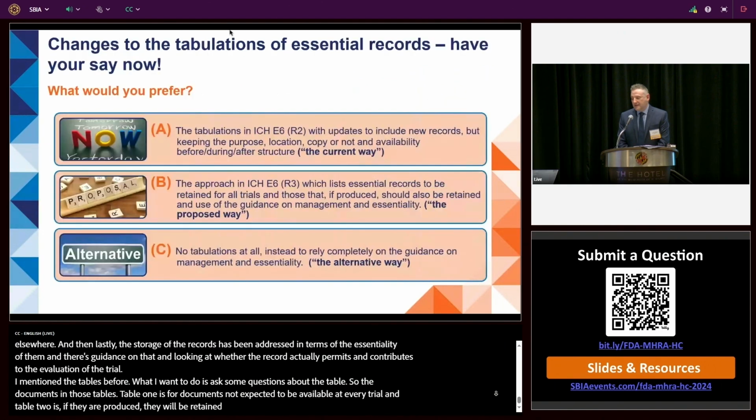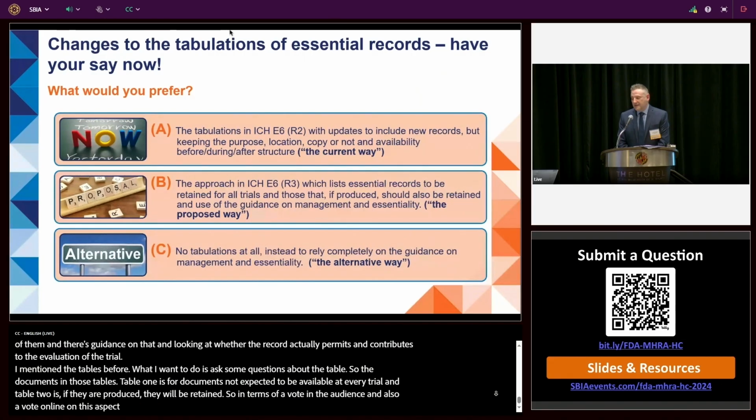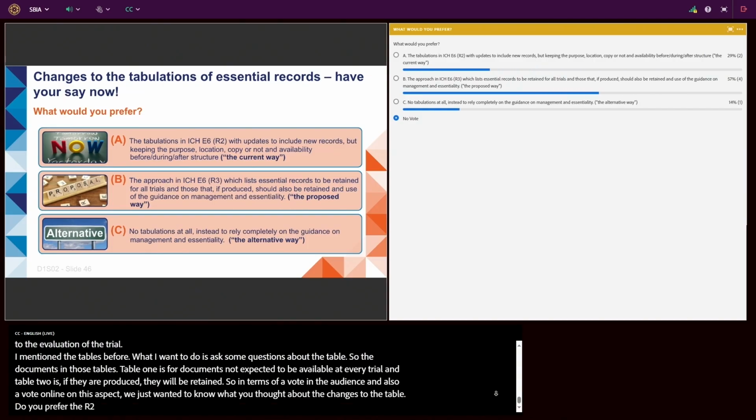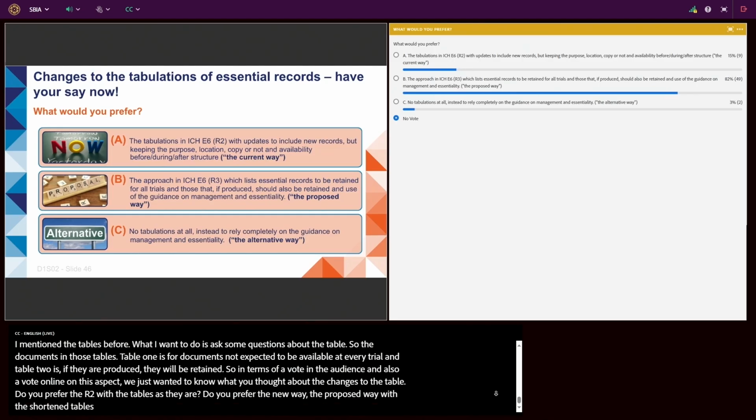So in terms of a vote in the audience and also a vote online on this aspect, we just wanted to know what you thought about the changes to the tables. Do you prefer the R2 way with the tables as they are? Do you prefer the new way, the proposed way with the shortened tables and more guidance on what makes the document essential? Or do you prefer to have no tables whatsoever?